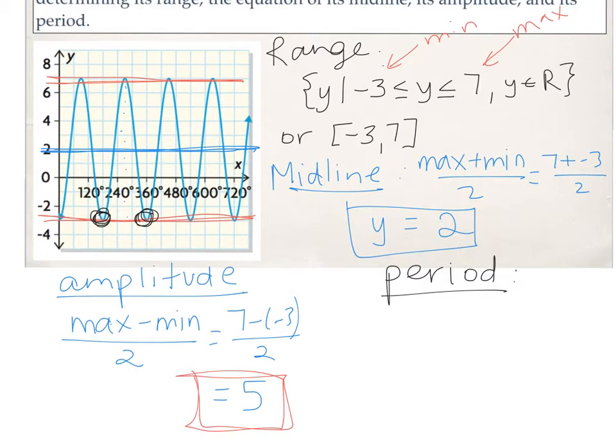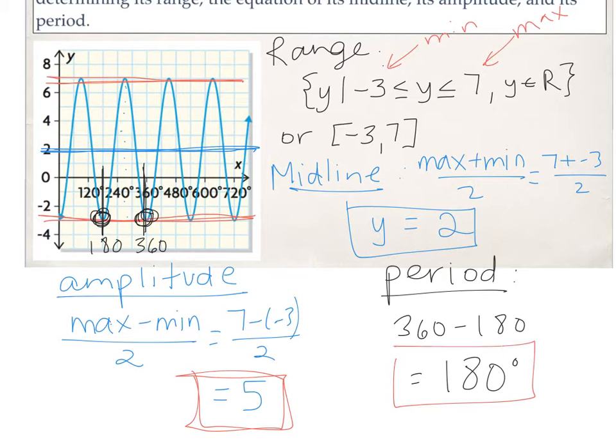So if I look here, this is halfway between 120 and 240, which would be 180. So that's 180. And this here is 360. So what's the length between 180 and 360? How can I get that? I can just do a subtraction. 360 minus 180 is 180. So the period of this graph is 180 degrees.